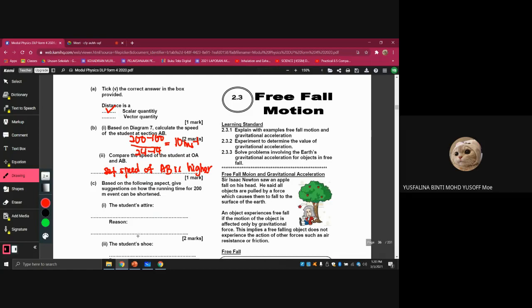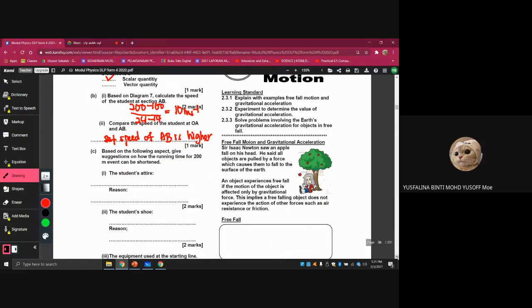For number C, based on the following aspects, give suggestions on how the running time for the 200-meter event can be shortened. So the first one, the student attire. Any idea? How can I increase the speed, or how can I increase the acceleration? What does the student need to wear to increase the acceleration? Any idea?